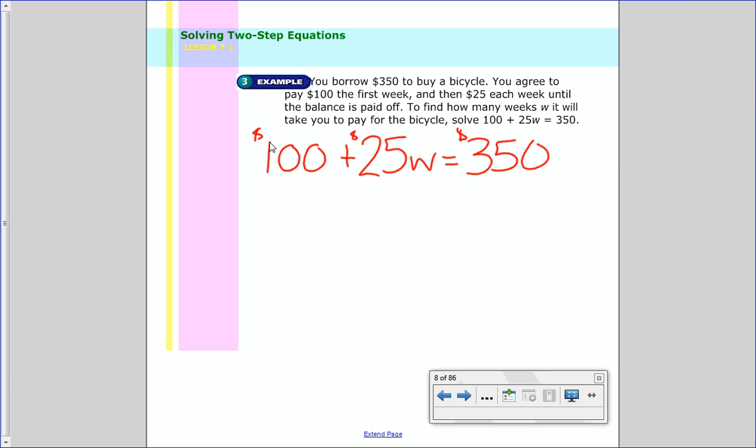And this is the $350 that you have to pay total for the bike. So again, you'd solve this the way you would. And in fact, I think I'm going to make you solve it. So I would like you to find out how many weeks it would take you to pay off this bike. And when you're all done, come back and check your answer. So go ahead, pause me now.